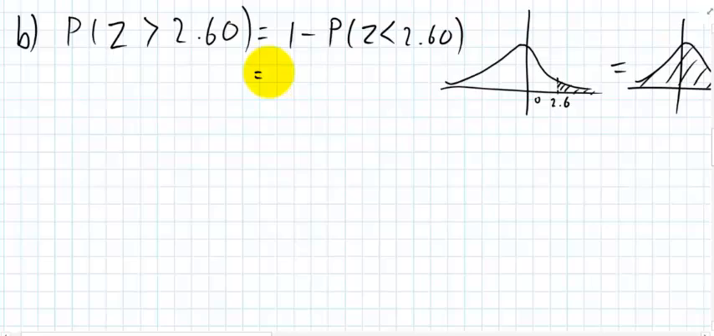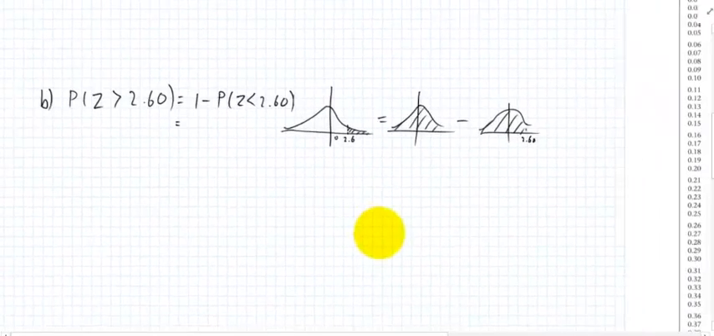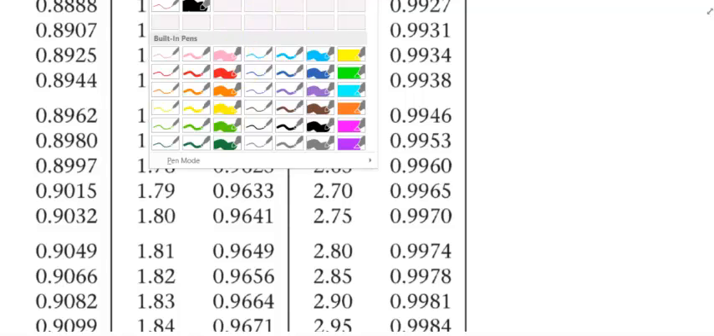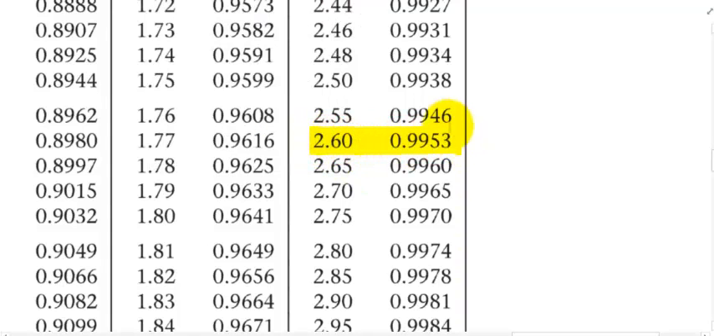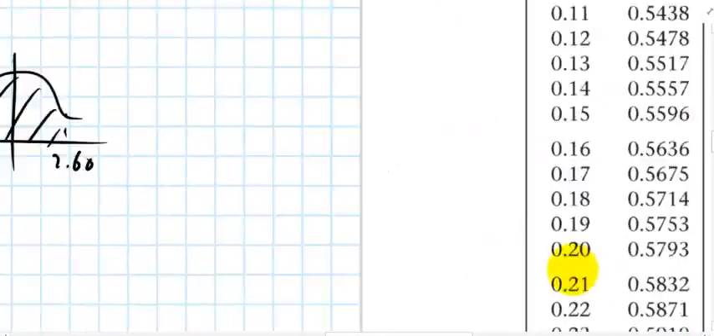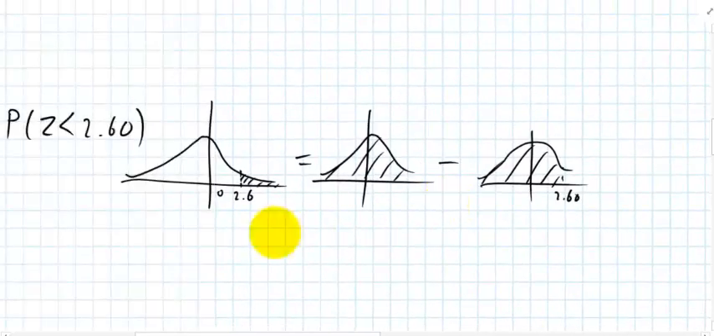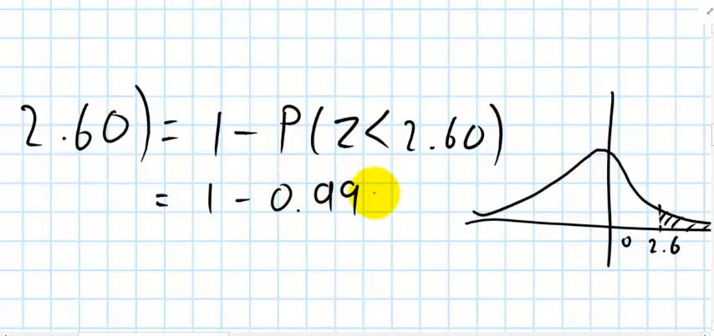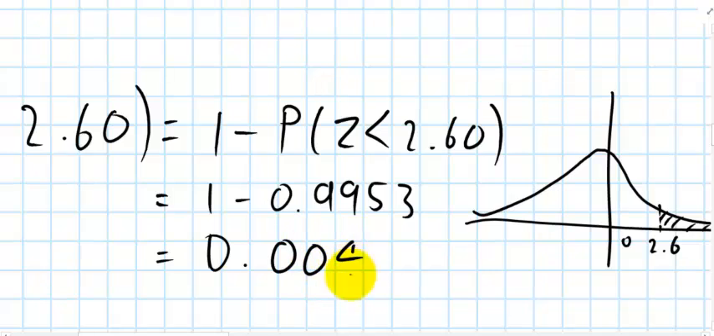Now, the probability of z being less than 2.60 is in a less than positive form, so let's look this up. 2.60, here it is. The probability of z being less than 2.60 is 0.9953. So we have 1 minus 0.9953, which equals 0.0047.